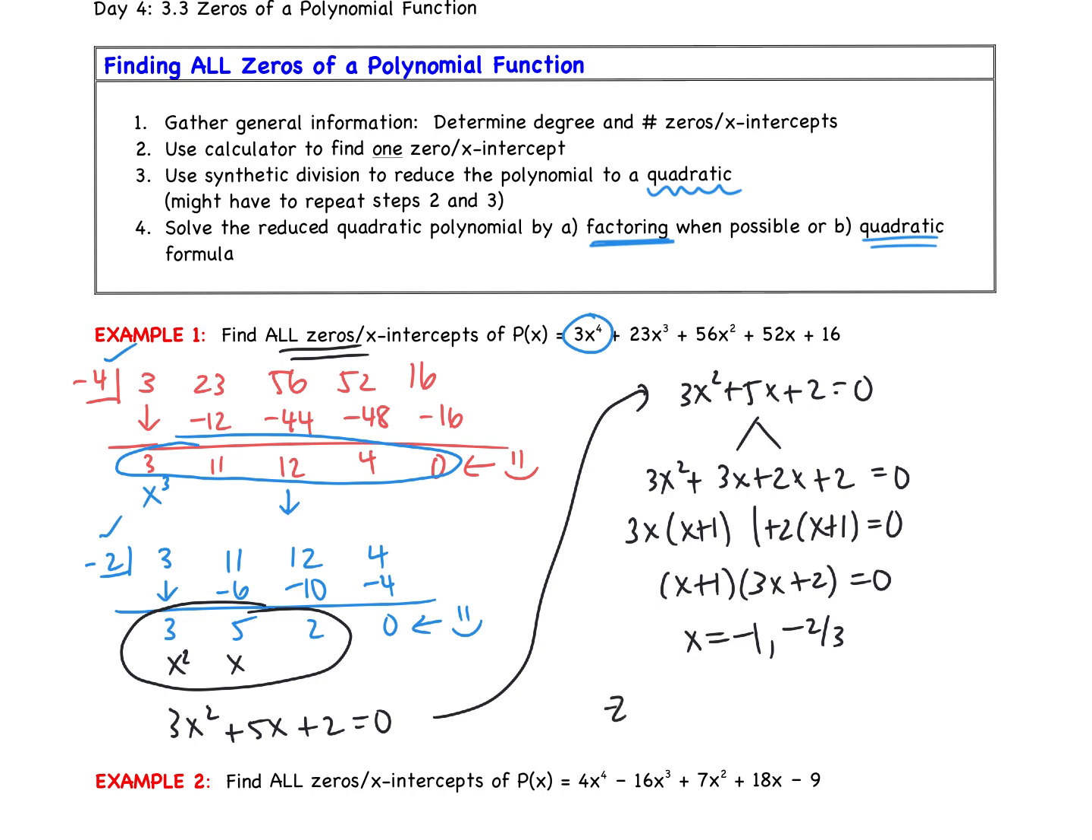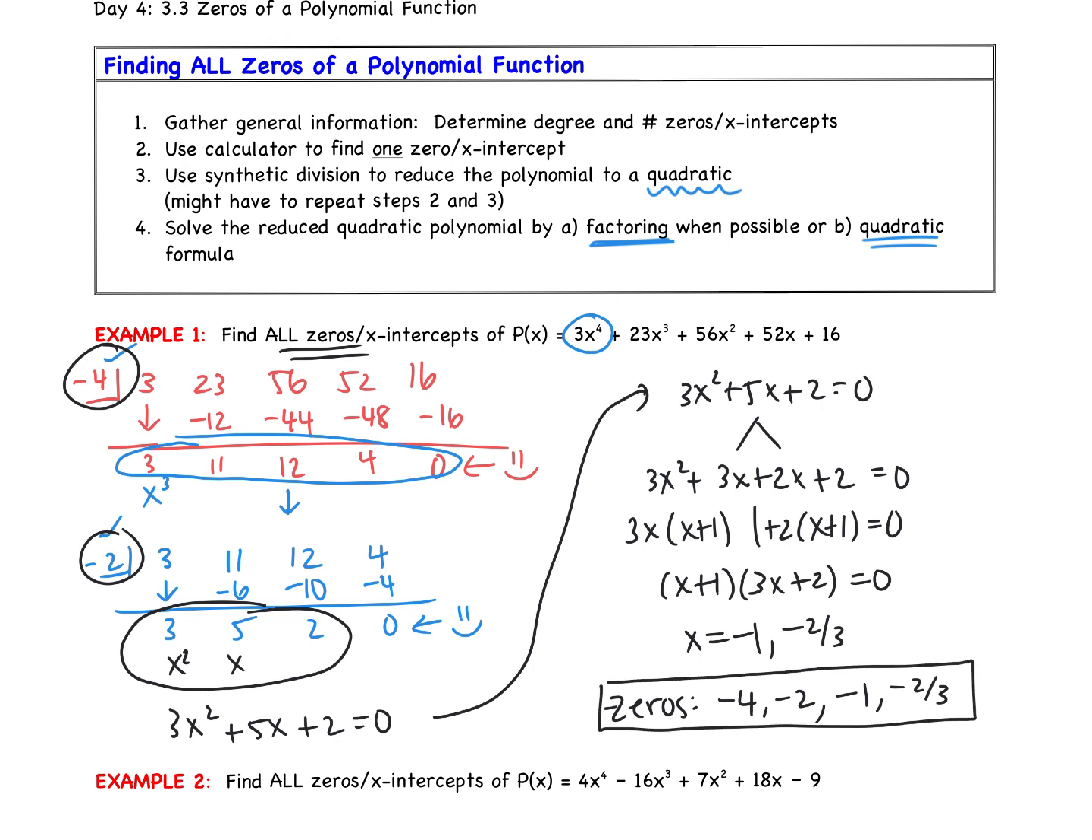So we're going to say our zeros are -4 and -2, -1 and -2/3. Those are all of our zeros. I believe Alex is the one that told us x to the 4th, so we're probably going to have 4 zeros. Hence, we have all 4.